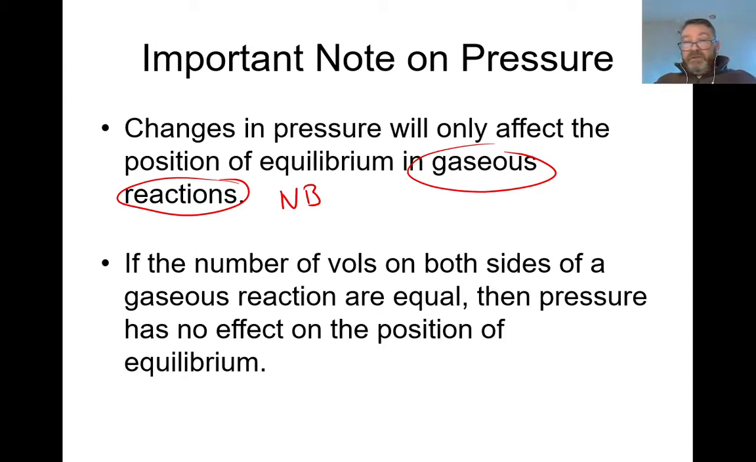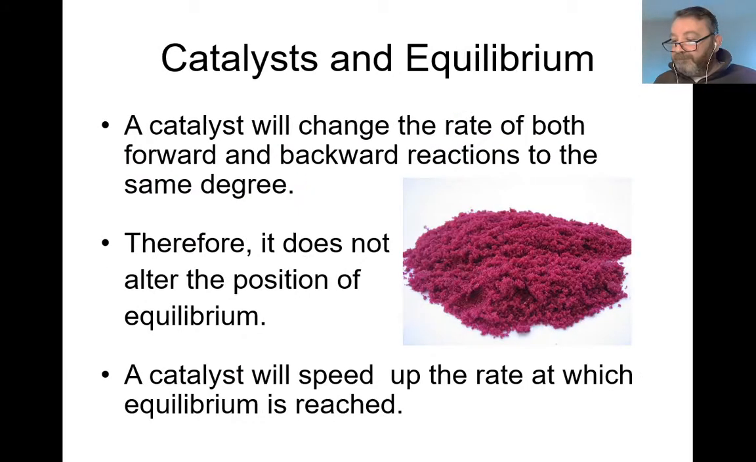So in other words, if you increase the pressure and the system looks to both sides to see which one is the smallest, if they're both the same, then there's nowhere for the equilibrium to move to. So keep in mind that pressure only works, number 1, if all the species are in the gaseous form, and number 2, if there's a difference in the number of volumes between the left hand side and the right hand side. So what do catalysts do?